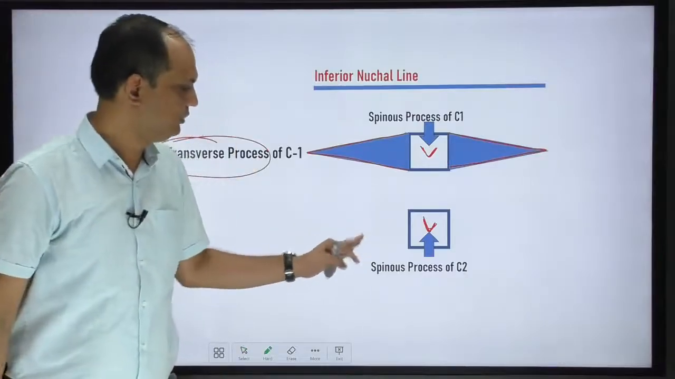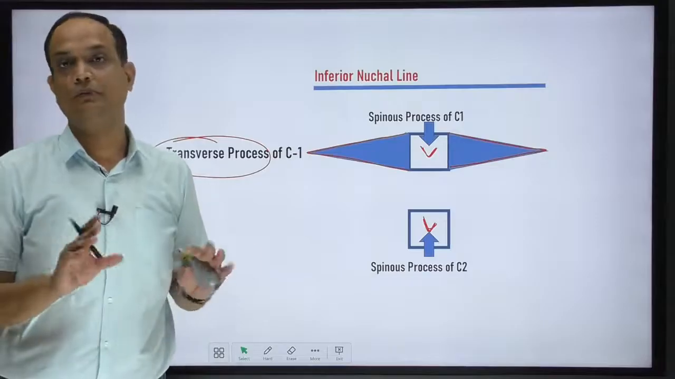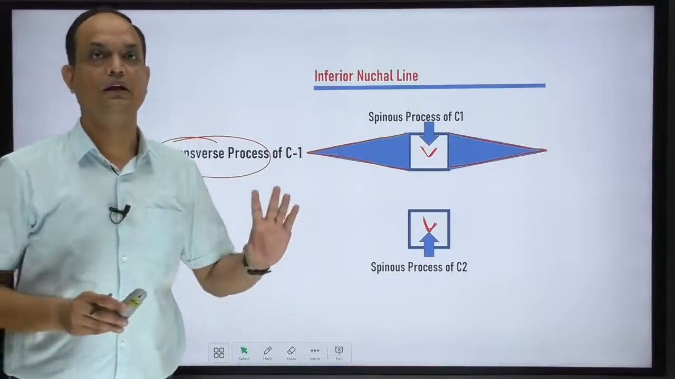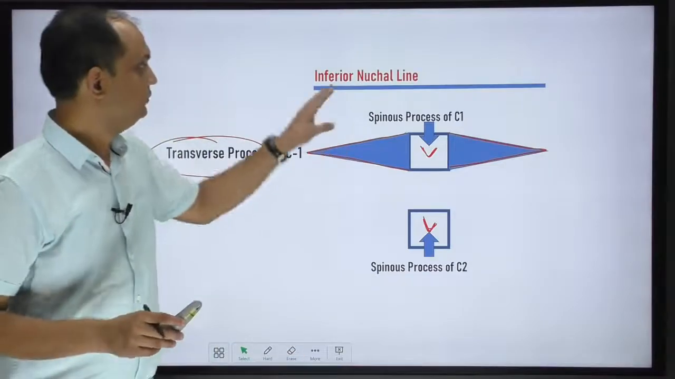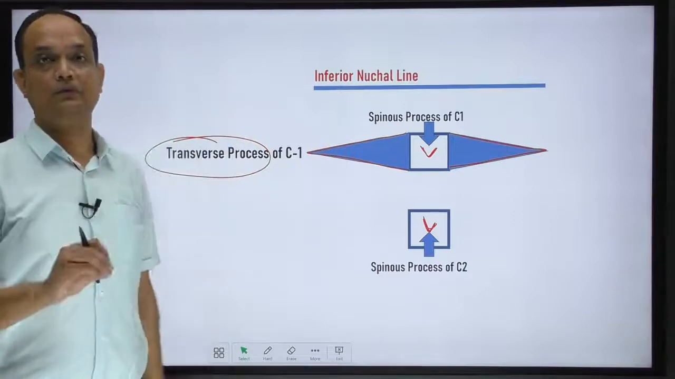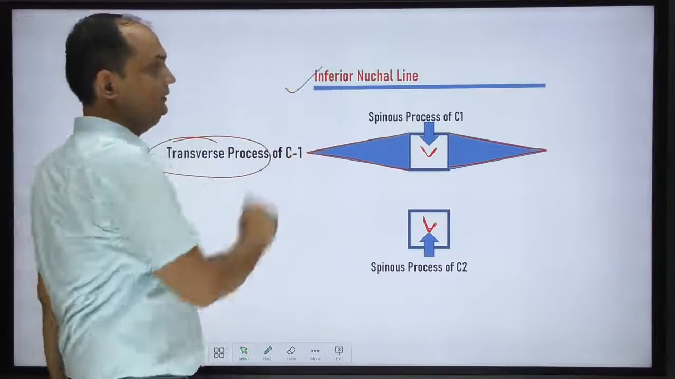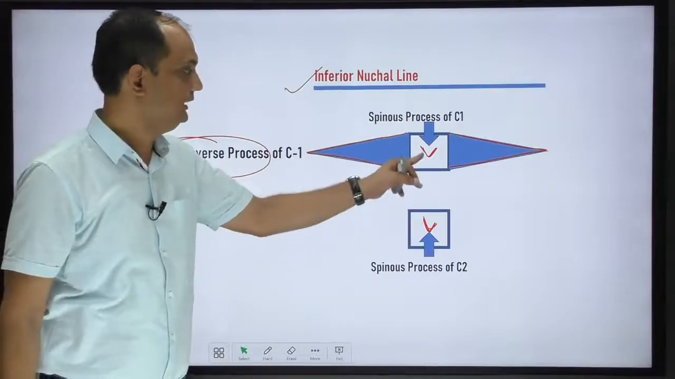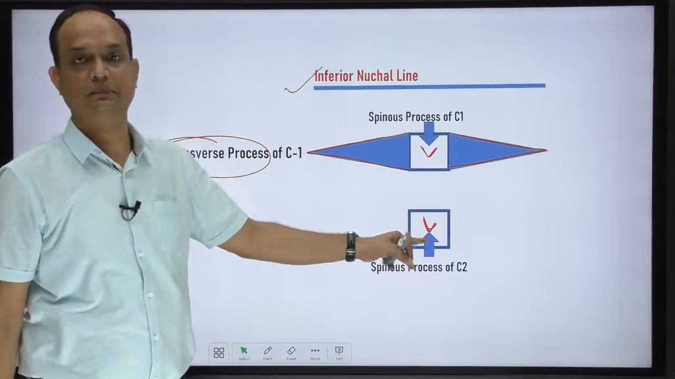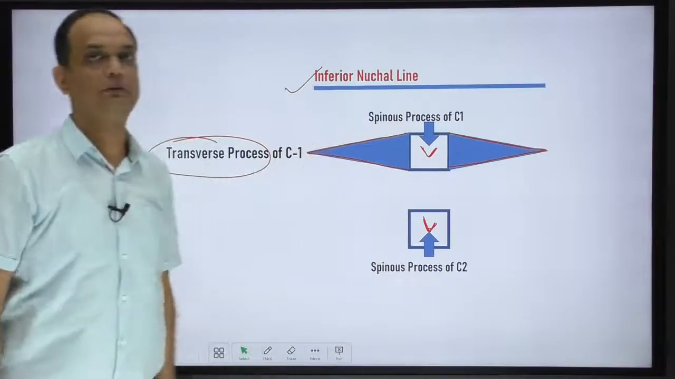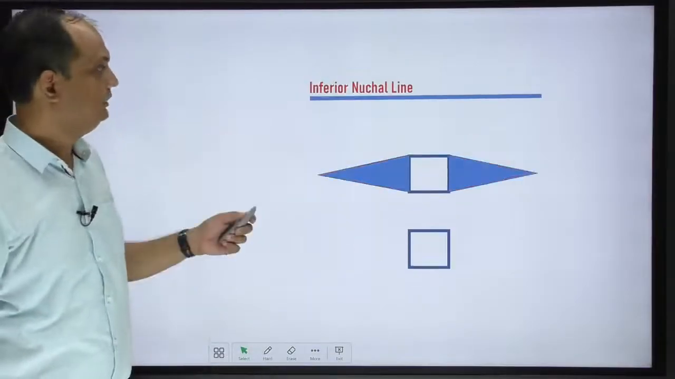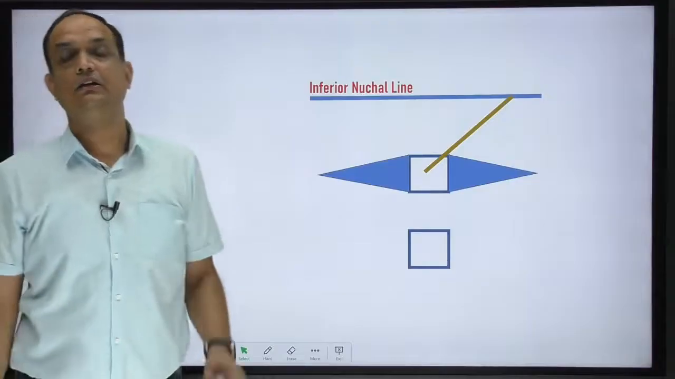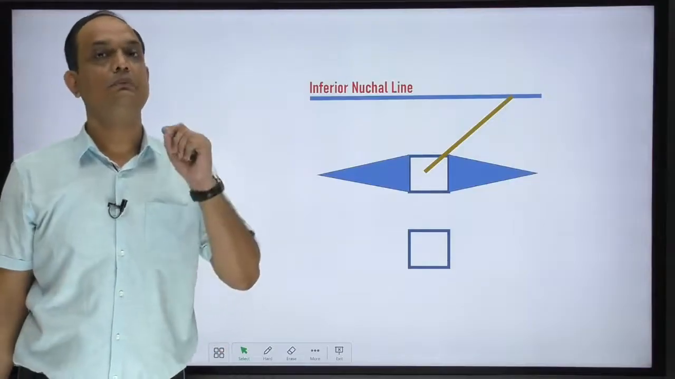We don't want to draw the transverse process of C2 because it will not contribute in any form in this triangle. So what are the bony landmarks you have to draw? You have to draw the inferior knuckle line. You have to draw the C1, C2 body, particularly the posterior point, that is the spinous process, and the transverse process of C1. Now in the next part we will start to draw the muscles.